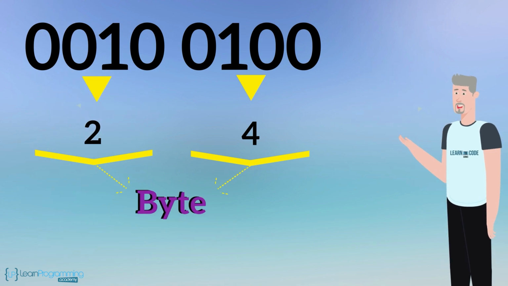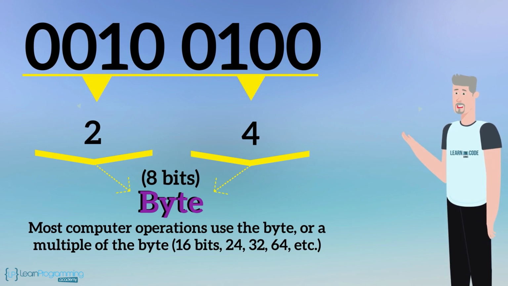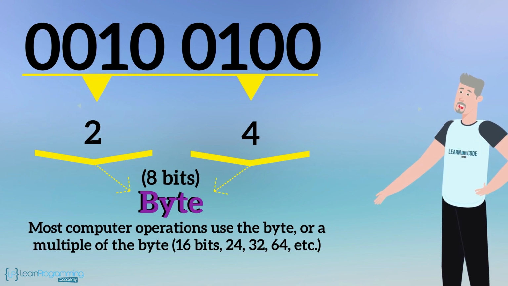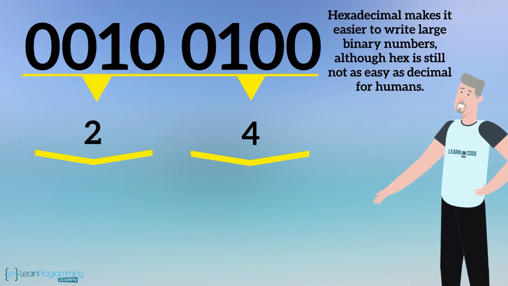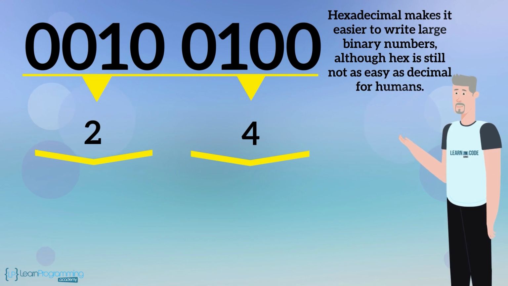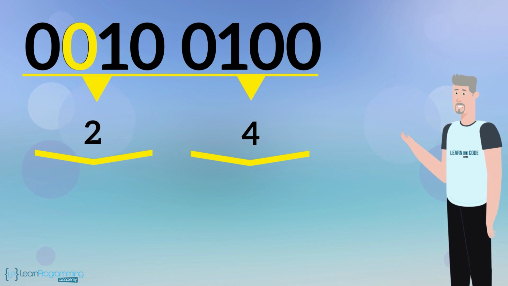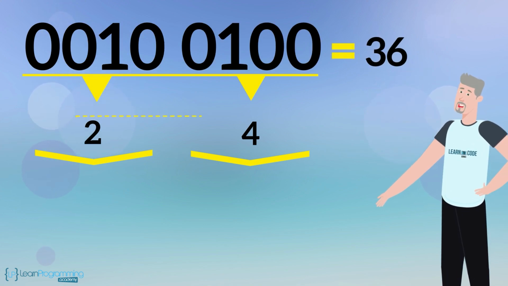2 nibbles are a byte, 8 bits. Most computer operations use the byte or a multiple of the byte: 16 bits, 24, 32, 64, etc. Hexadecimal makes it easier to write large binary numbers, although hex is still not as easy as decimal for humans. For example, binary 00100100 equals decimal 36 or hex 24.